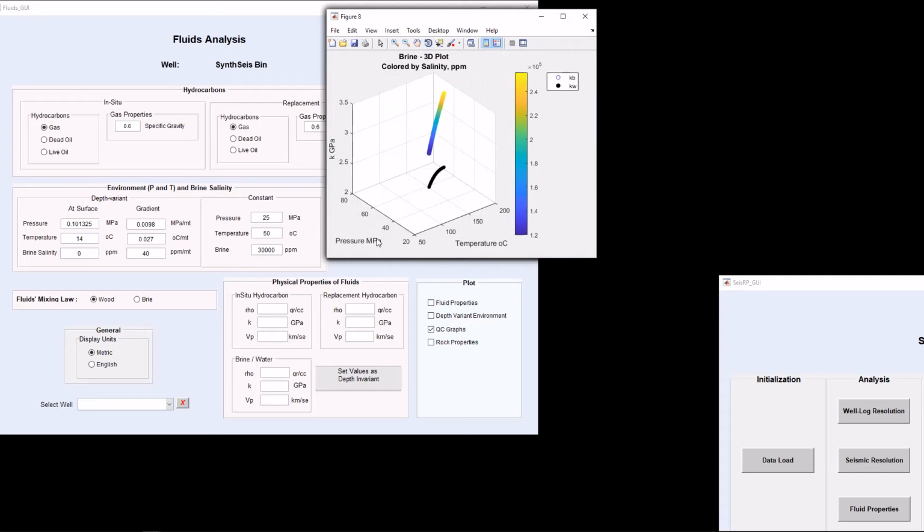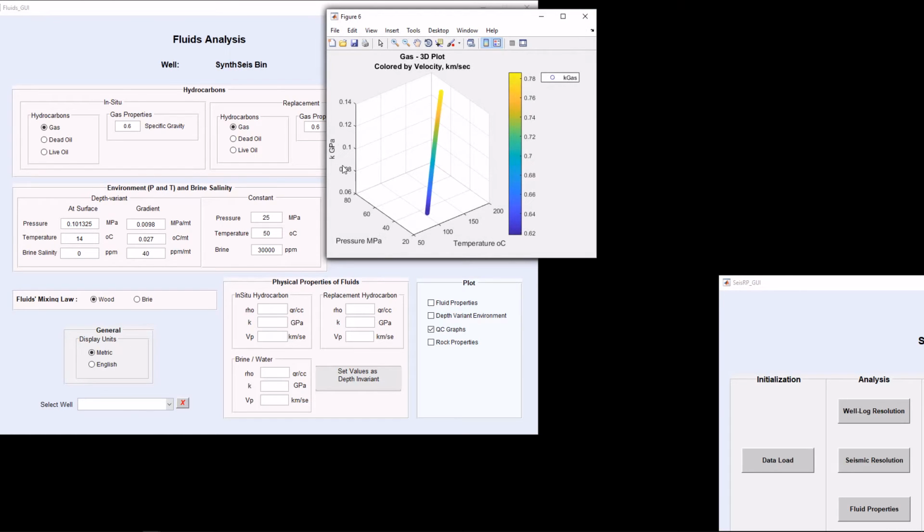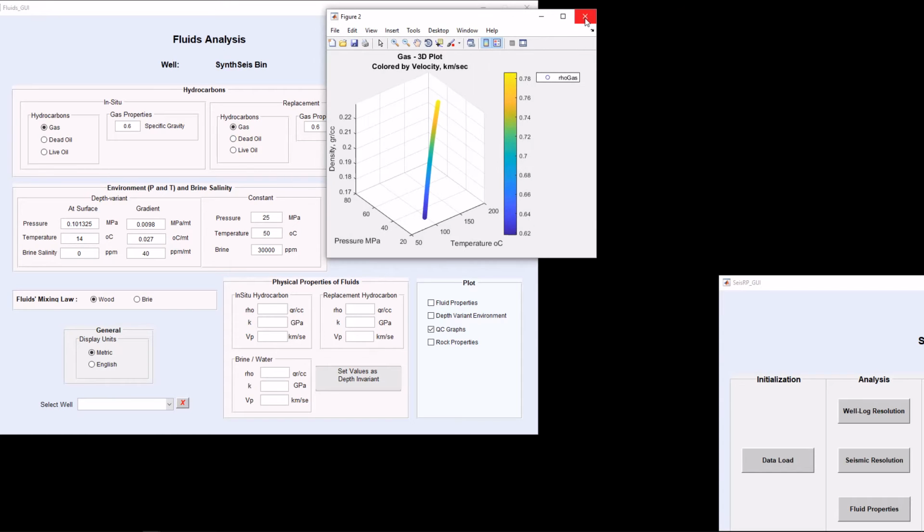The second plot is the bulk modulus of the brine as a function of pressure and temperature. Then velocity of the brine as a function of pressure and temperature. Then the in situ fluid, in this case gas, again as a function of pressure and temperature. The density, and then the velocity. And then we would have the same plots for the replacement fluid. In this case it is the same as the in situ one, so it doesn't change.